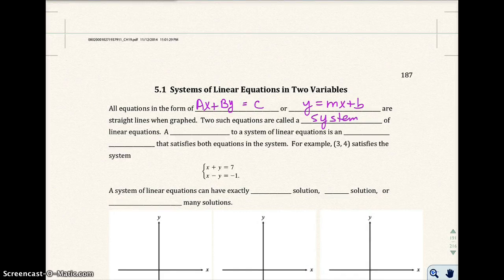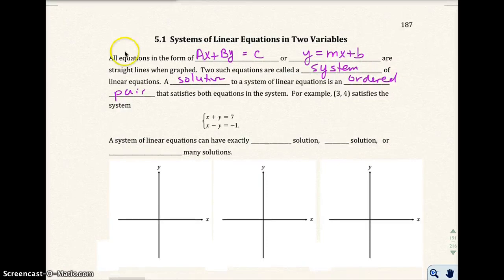A solution to a system of linear equations is an ordered pair that satisfies both equations in the system. For example, (3, 4) satisfies the system right here below. Because for this ordered pair, 3 is x and 4 is y, 3 plus 4 equals 7, and 3 minus 4 equals negative 1. And I put the 3 and the 4 here, and here, and here. A system of linear equations can have exactly one solution, no solution, or infinitely many solutions.